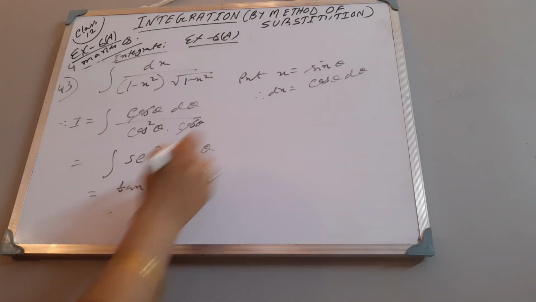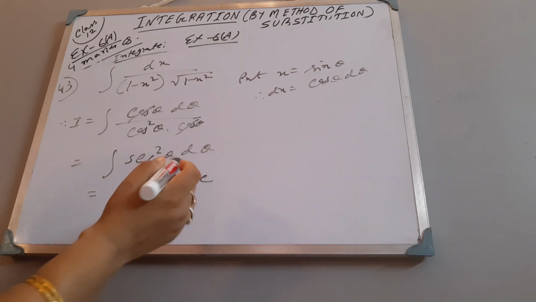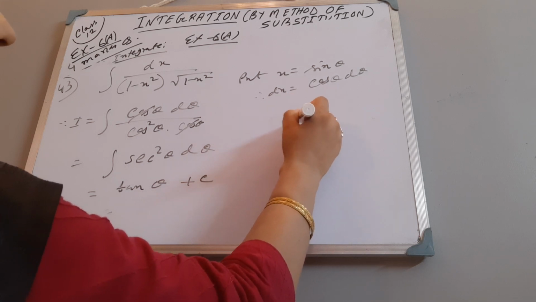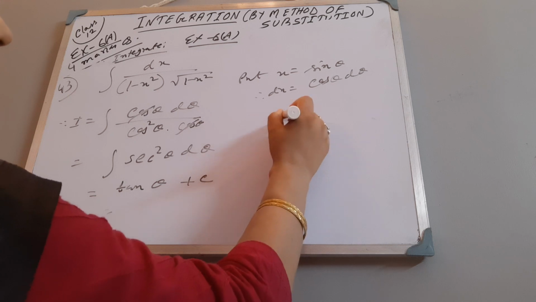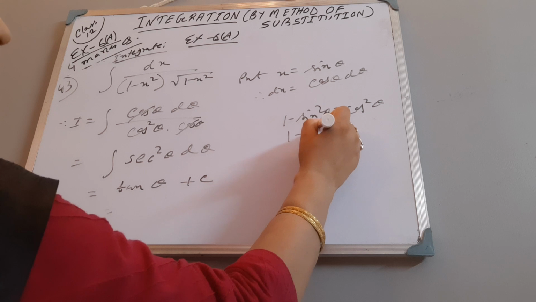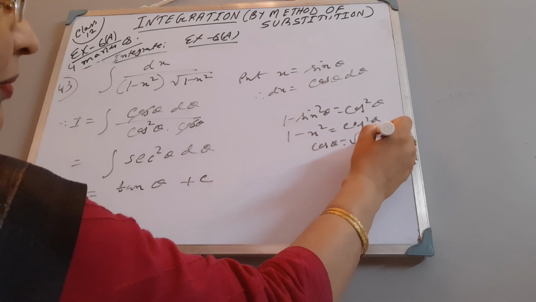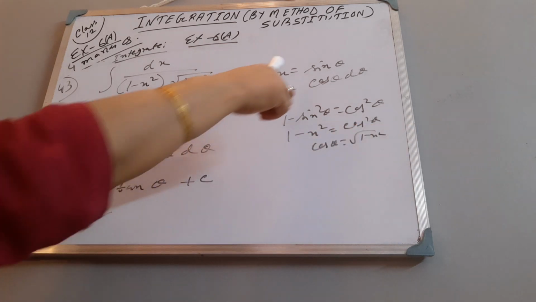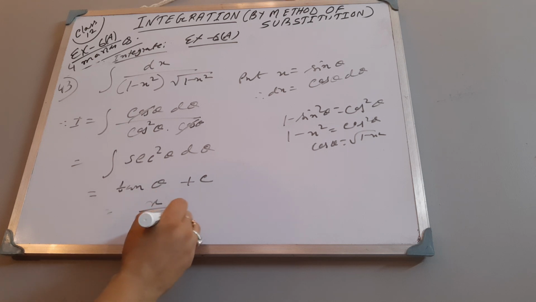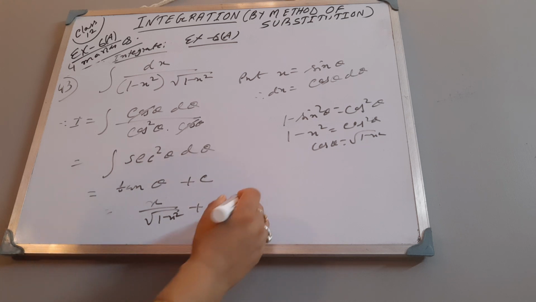Tan theta means sin theta we know, that is x, and cos theta means what? Cos theta means 1 minus sine square theta equals cos square theta, we know. So 1 minus x square equals cos square theta, so cos theta will be square root of 1 minus x square. And sine theta is x. So tan theta means sine theta by cos theta, so it's coming x by square root of 1 minus x square plus c.